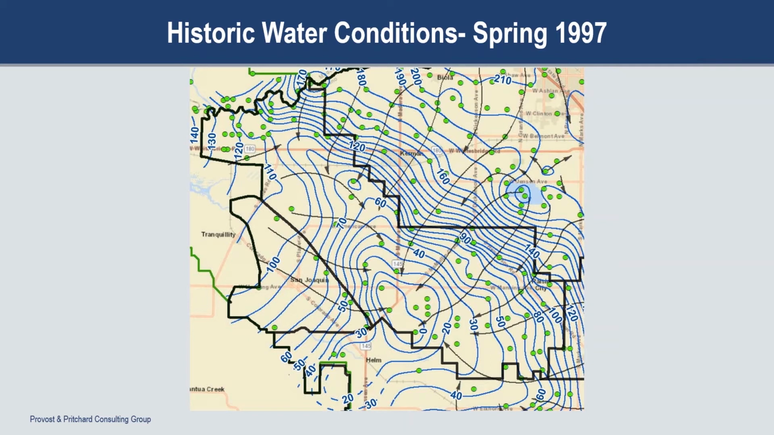So the first one is historical water conditions in spring of 1997. So all the green dots are the wells used to create this contour set, and all the blue lines is the groundwater elevation contours. So as you can see towards the north, the water level is higher. The higher numbers, so the 120 and 130 is elevation above mean sea level. So those water levels are higher than the southern portion of MAGSA where you see the 0 and the 20. And then the arrows show the groundwater flow within the GSA.